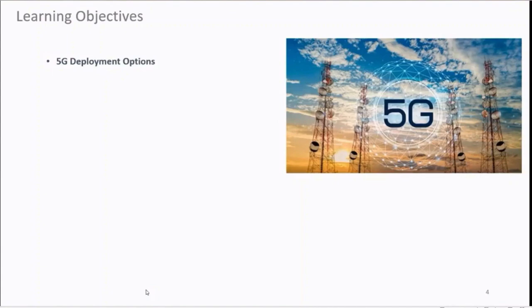So in 5G, yes, there can be 5G core, 5G gNodeBs, and 5G RAN completely. But in addition to that, there may be one more option called NSA, which is non-standalone mode. So with the help of 5G gNodeB and 4G core, we can deploy 5G as soon as possible, right? So it will help us to deploy 5G faster. So that we'll see in these 5G deployment options.